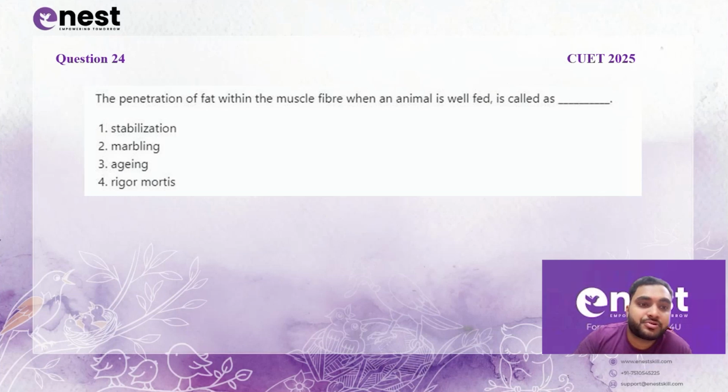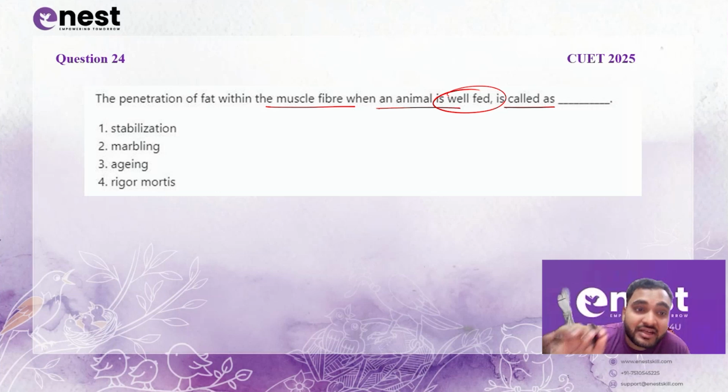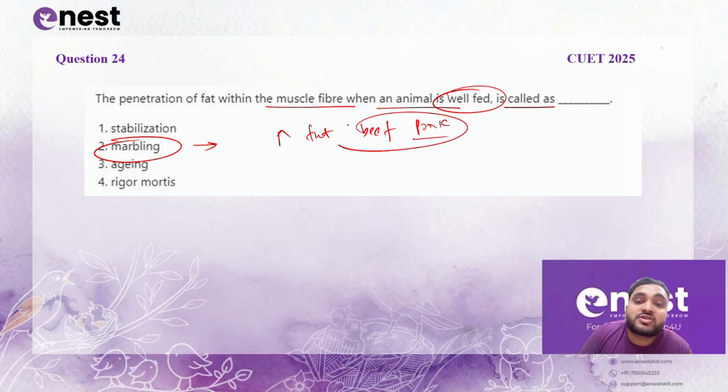Coming to the next question, the penetration of fat within the muscle when an animal is well fed is called as. That means when you give enough fodder, enough feed to the animal, the fat which is developed penetrates in between the muscle fibers, and that is specifically known as marbling. It is seen in animals which have a high fat percent, let's say beef, pork. It is often observed in these two animals.